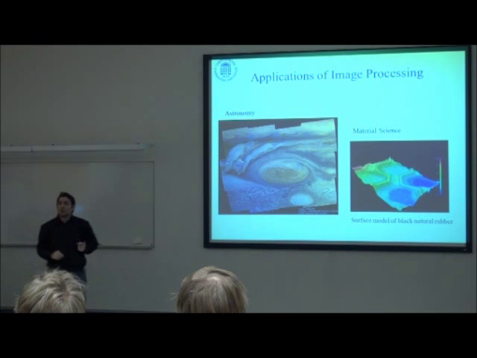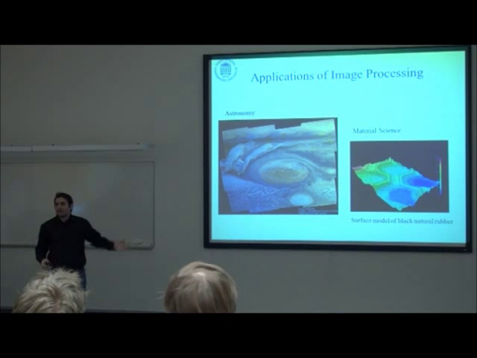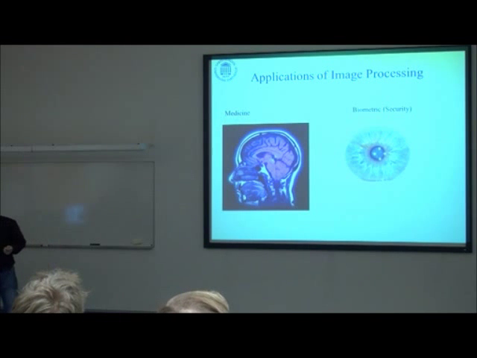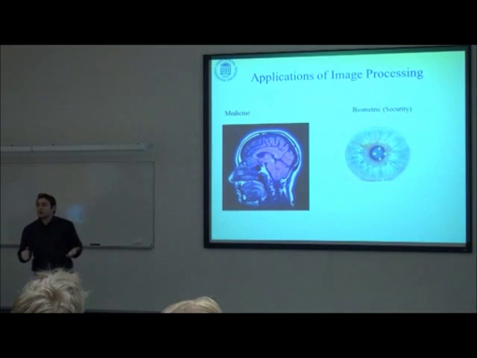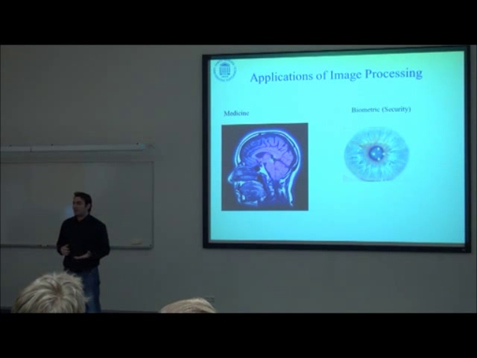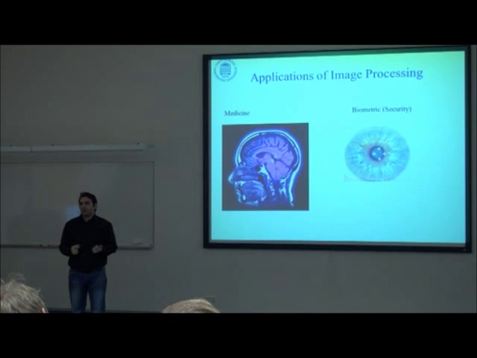Or we do some cooperation with material science. We model the data that they have, based on the depth information and the heat that they have. Medicine: I'm sure that you are familiar with MRI. It is one of the biggest applications of image processing, where we model the 2D or 3D image of the brain or other parts of the body.